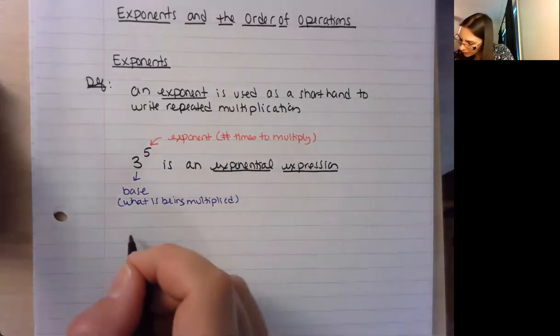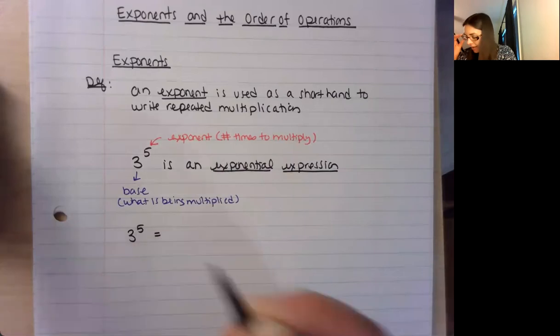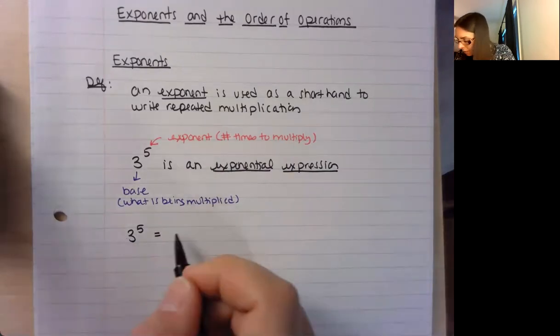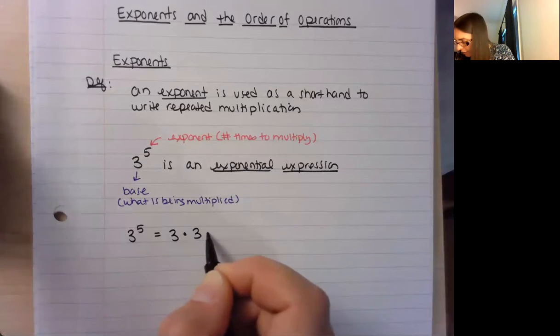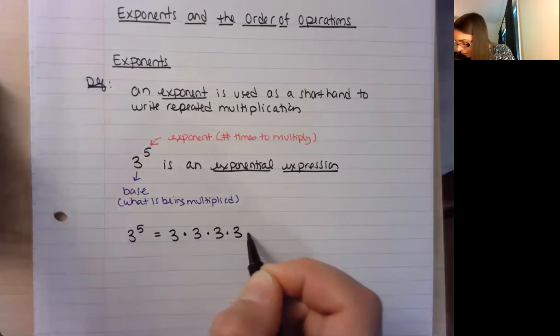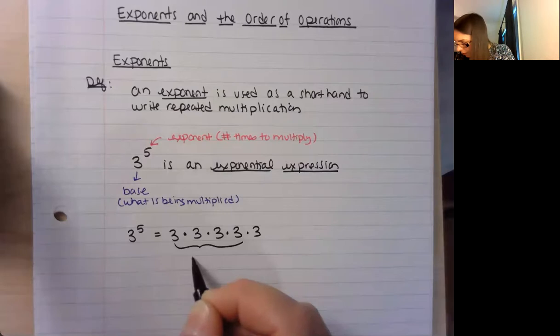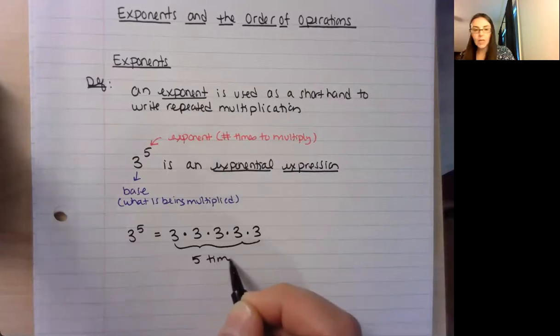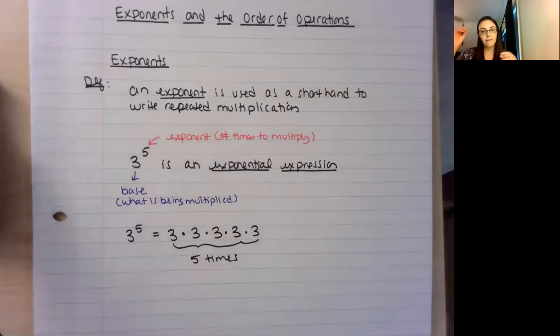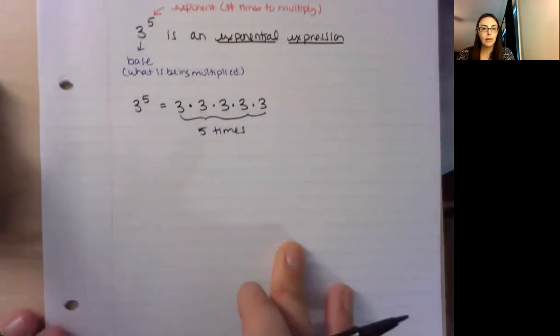So 3 to the 5th is the same thing as taking the number 3 and multiplying it out 5 times. Okay, so the base is what's being multiplied, and the 5 in this case, the exponent, is how many times you write it out. So we're multiplying that 3 out 5 times here. All right, some other things here.